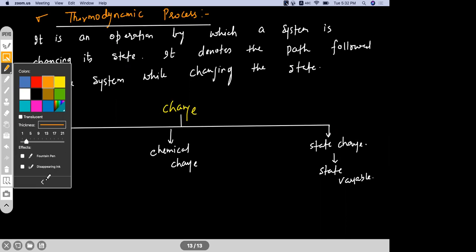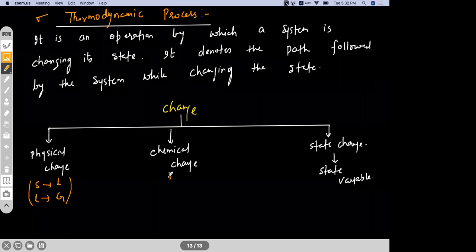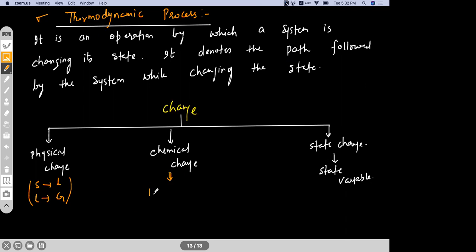So physical change means solid to liquid conversion, liquid to gas, gas to solid. This conversion we have here. Chemical change mainly deals with the reaction. So reactant to product, the change we have. And state variable change means the change in pressure, volume, temperature. So mainly we have this one. The third one is the important one we have here. Copy this down first.